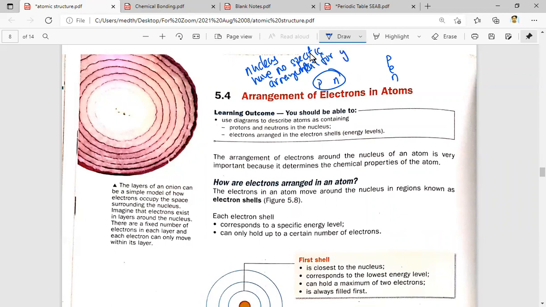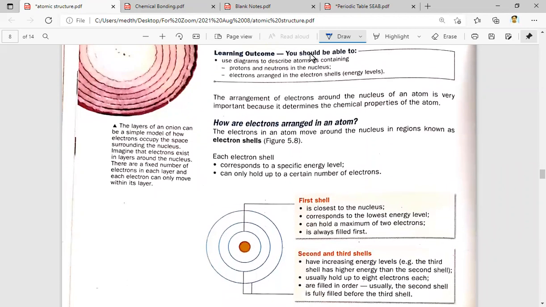So the nucleus has no specific arrangement for your proton and neutron. That's why we just clump all the protons and neutrons in the middle of the atom. We don't say you must alternate the protons and neutrons and so on. We just say everything's in the middle. The only one that we will pay more attention to is the arrangement of the electrons. So how exactly are the electrons arranged?